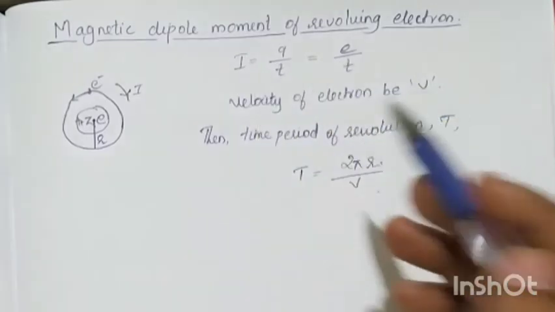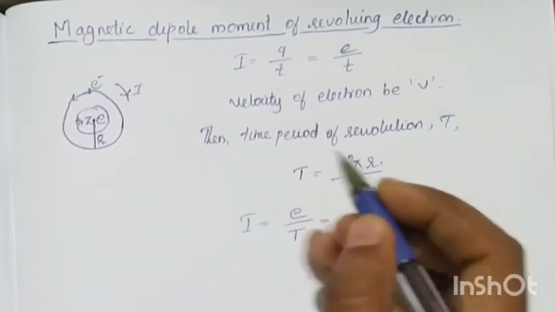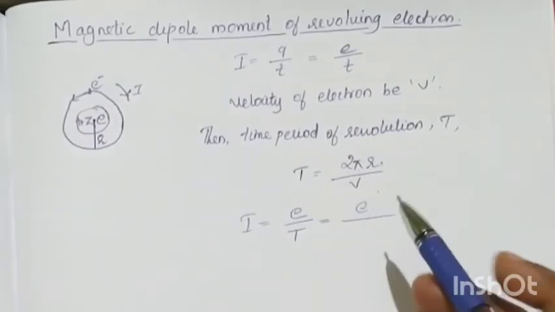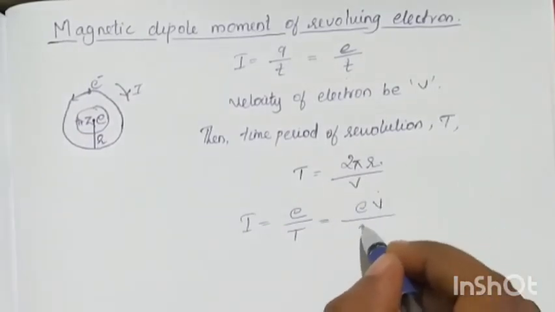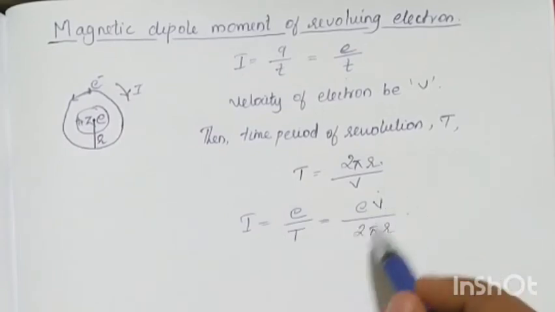So the expression for current can be written as I is equal to e by T, which can be written as e by the expression for T here. If we substitute, we get e v by 2 pi r. Thus the expression of current becomes e v by 2 pi r.